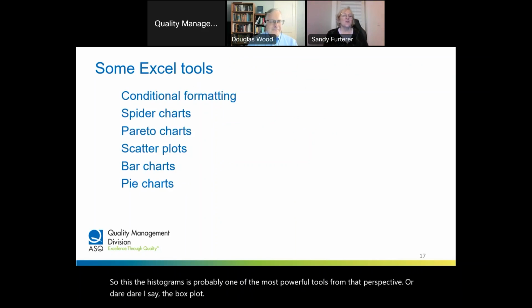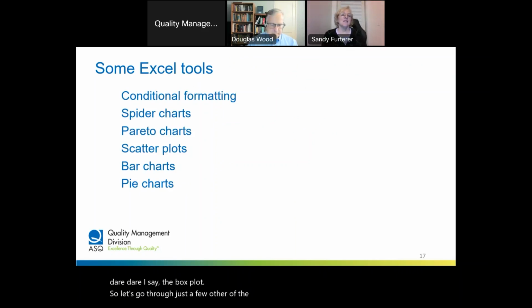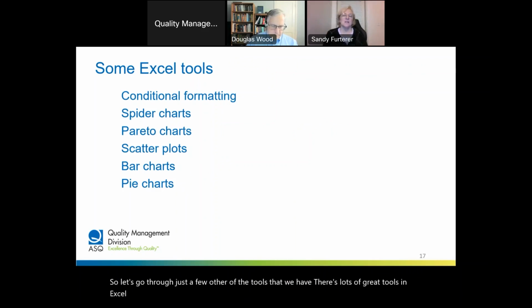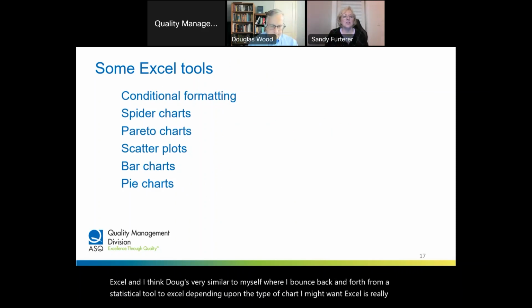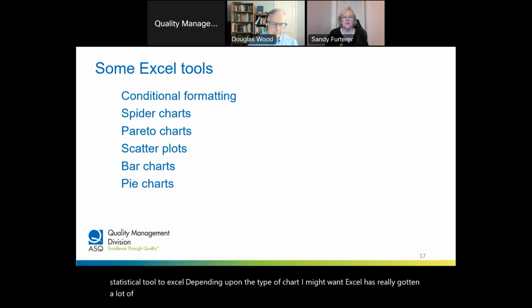So let's go through just a few other of the tools that we have. There's lots of great tools in Excel. And I think Doug's very similar to myself, where I bounce back and forth from a statistical tool to Excel, depending upon the type of chart I might want. Excel has really gotten a lot of different charts. Sometimes I'll just play with a lot of different charts. There's starting to be a lot more visualization tools.